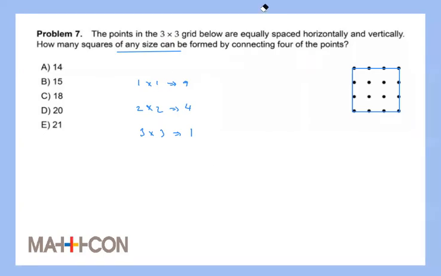So if I count them, it looks like 14, which is one of the choices. But you want to be careful because it says how many squares of any size can be formed. So it doesn't have to be just horizontal or vertical squares. We need to find squares by connecting some points, okay? We saw the cases where the sides were either horizontal or vertical, but we might have some other ones, like we could have this one as well.